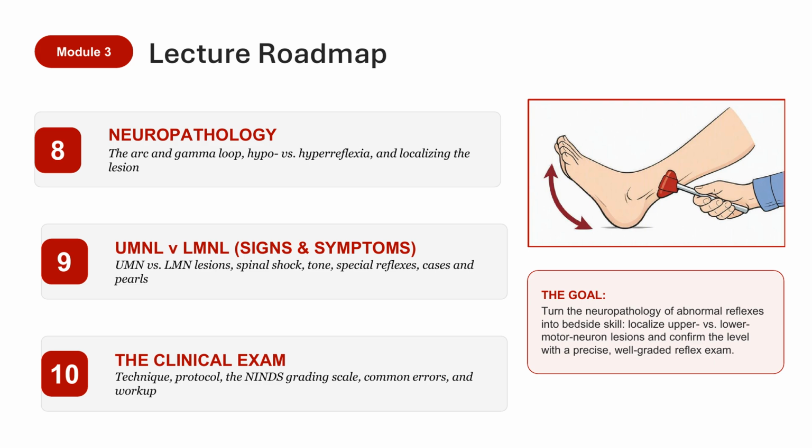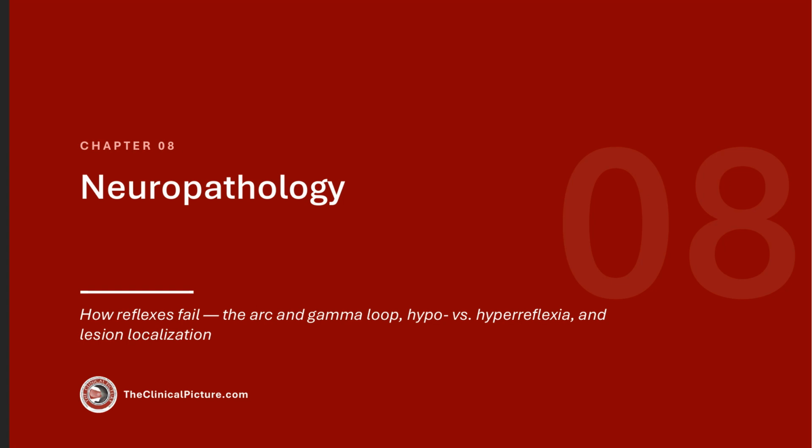Chapter 8, Neuropathology. Everything to this point has described the reflex working correctly. Now we study it failing. A reflex fails in exactly 2 ways, and I want you to hold on to this framework because the rest of the module hangs from it. Break the arc itself, and the reflex is lost at that segment. Remove the descending control that restrains the arc, and the reflex is released and exaggerated everywhere below the lesion.